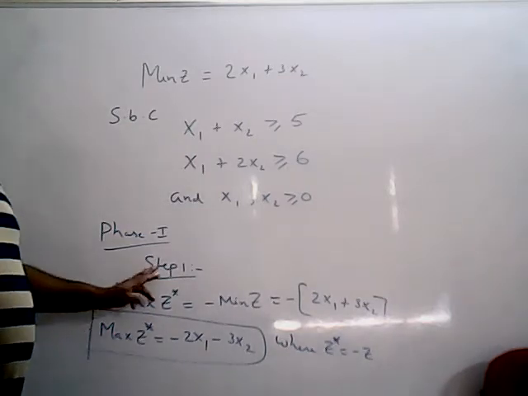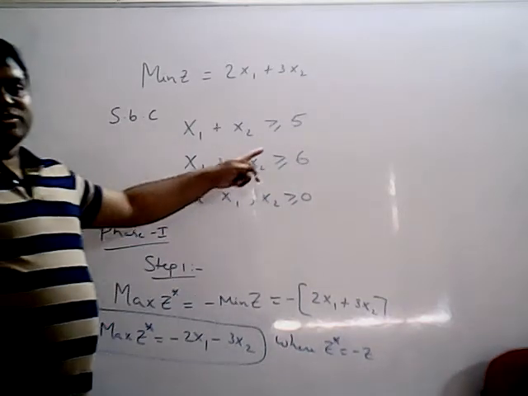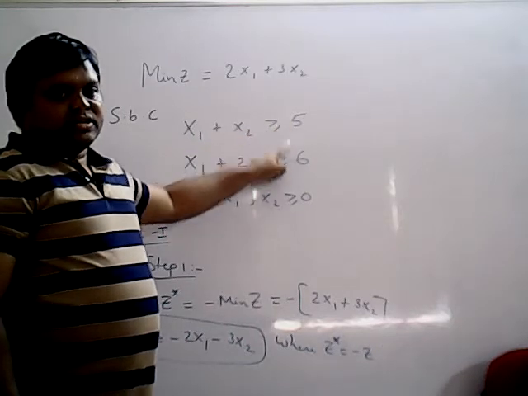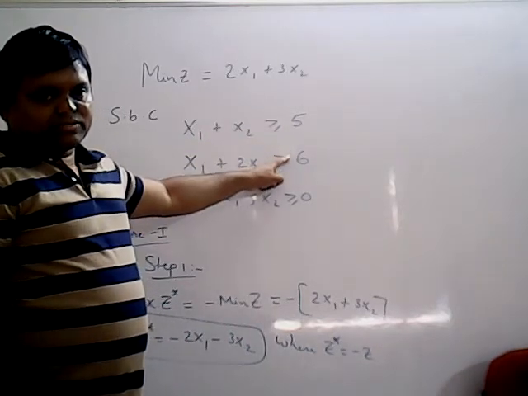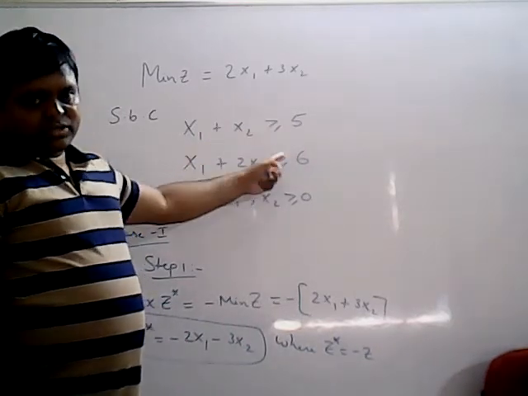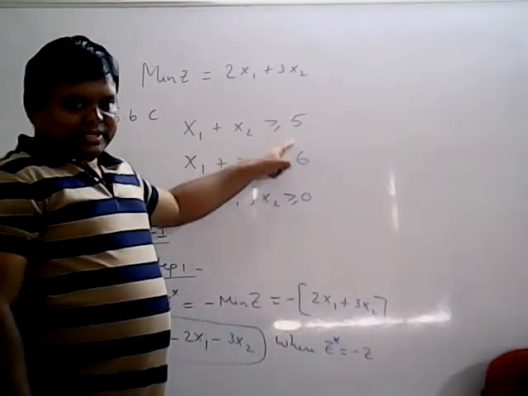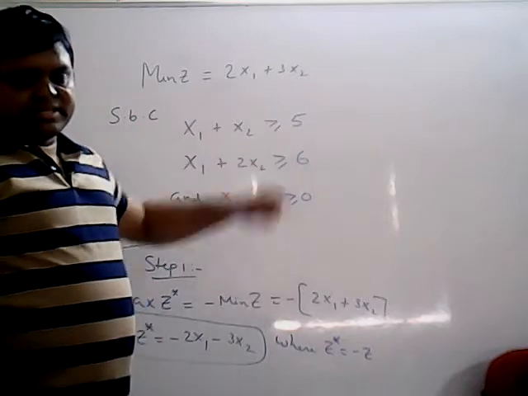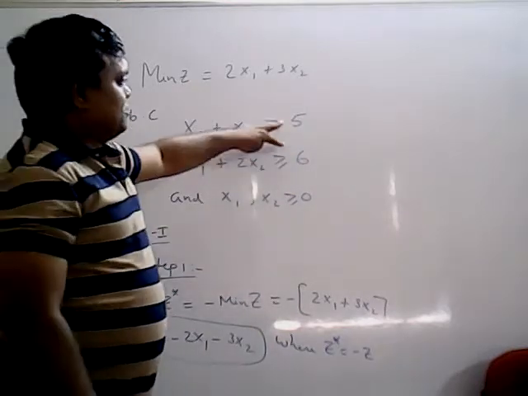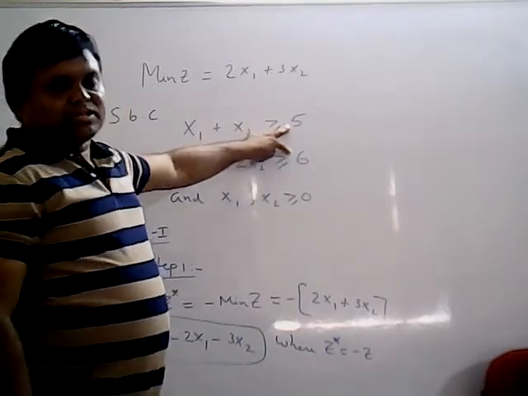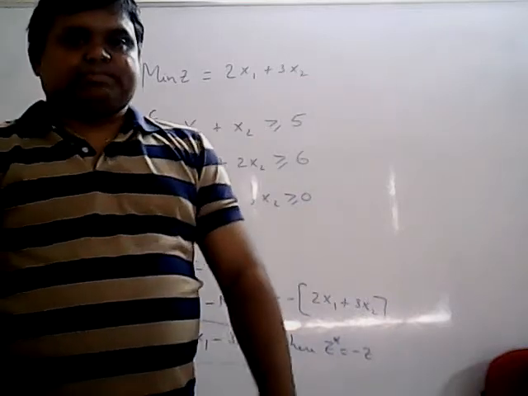Phase 1, step number 1 is completed. Step number 2 is also the same. Check the right hand side values. Are the right hand side values positive or not? Positive means you can ignore step number 2. If any one value is negative, then multiply that constraint by minus 1. But in this case, both the values are positive, so you can ignore step number 2.